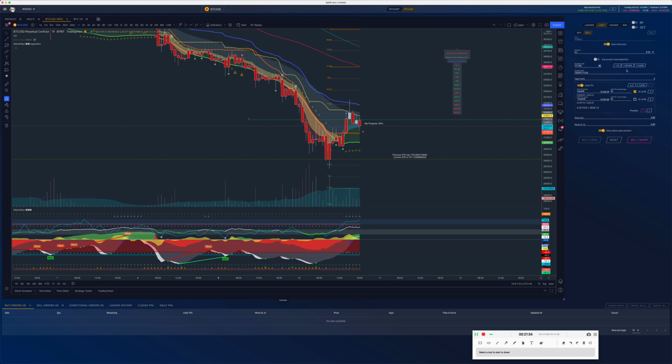Position is 0. What? The error is current position is 0. Cannot fix. Reduce only. So I don't know why it's giving me that error.